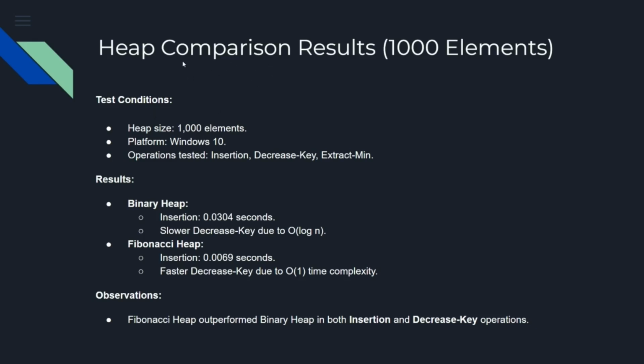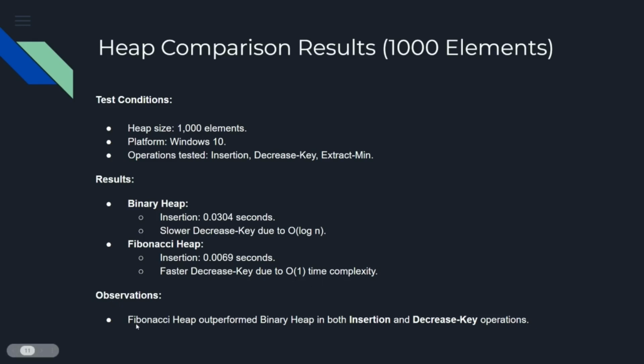So this is our results right here. Our heap comparison results, the test conditions were 1,000 elements. The platform we did it on was Windows 10, and the operations we tested were insertion, decrease key, and extract min. The results that we got for the binary heap: the insertion was this time in seconds, and a slower decrease key due to the time complexity. But the Fibonacci heap was faster, and here's the time complexity on that.